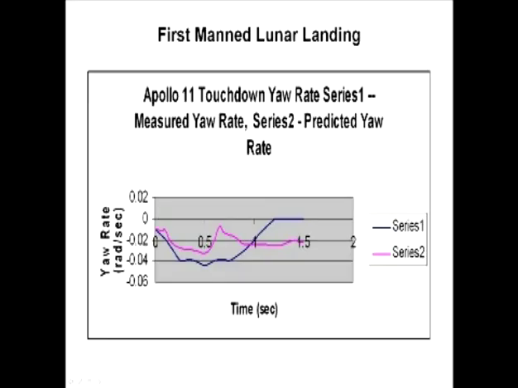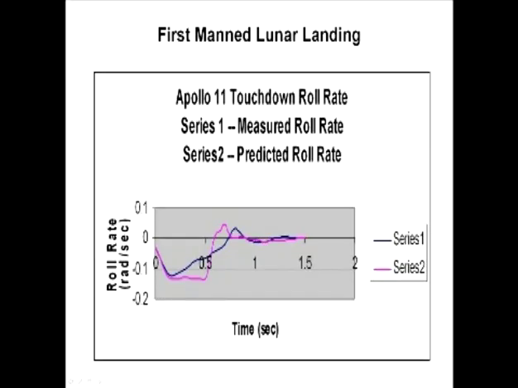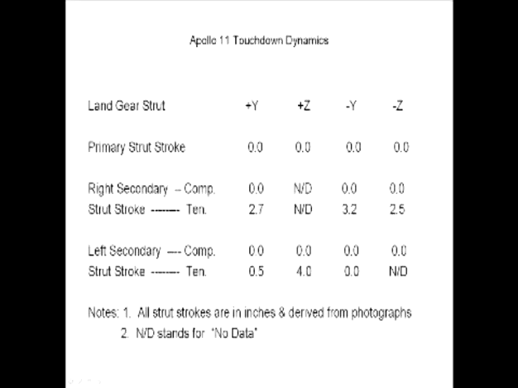This is yaw rate, and we didn't do quite as good there, but we did have it on the same side of the curve. Next one. This is roll rate. Roll rate is not quite as good, but we did okay. Next chart. Here was a measured strut stroke.